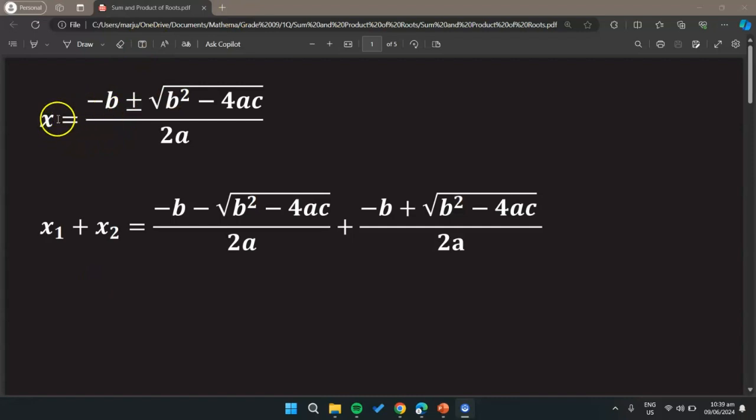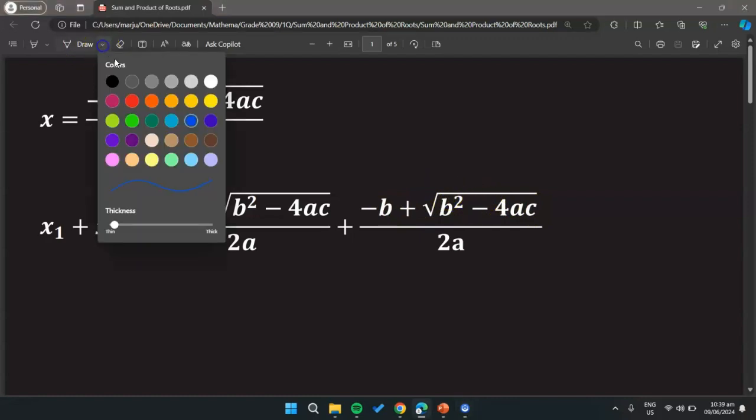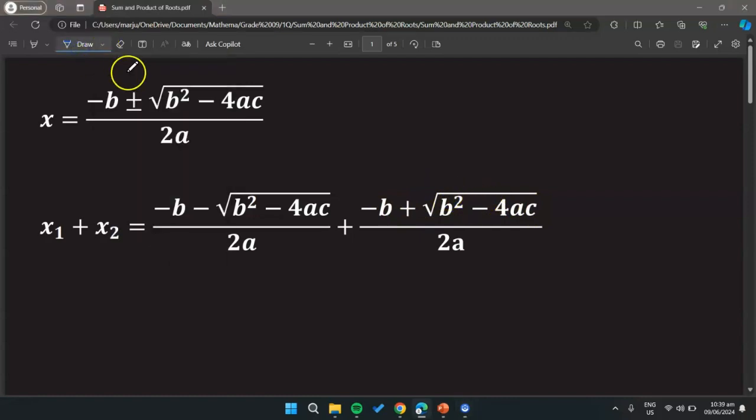The roots are given by x is equal to negative b plus or minus the square root of b squared minus 4ac all over 2a. Now, if we are going to get the sum of these two roots, we will get negative b minus the square root of b squared minus 4ac all over 2a plus negative b plus the square root of b squared minus 4ac all over 2a. If you notice, this is a similar fraction, so we have the same denominator. So we can simply add the numerators and copy the denominator.